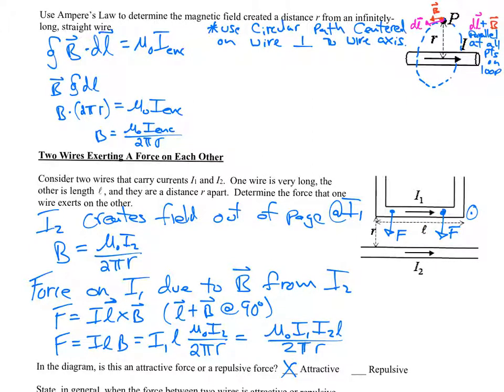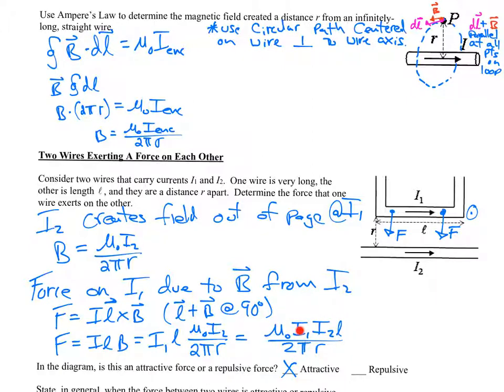Now, what's the magnitude of that force going to be? Well, the magnitude of this magnetic field here is mu naught I over 2 pi r. We just got that result. And we know force is IL cross B. The cross product is maximized because they're at 90 degrees. All we really need to do then is substitute in for B, and we get our expression for the force.